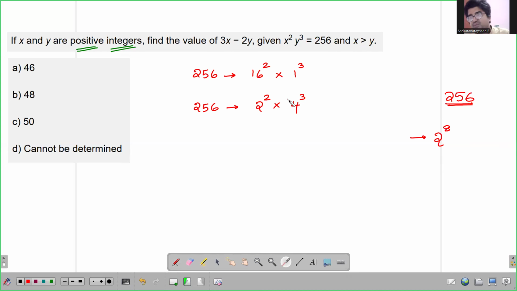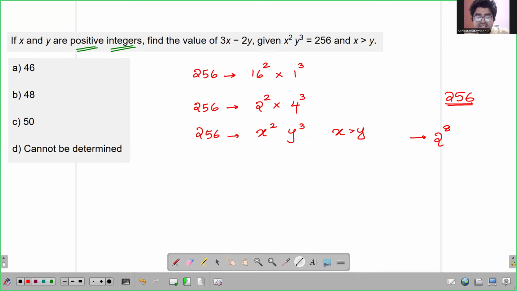In different forms. You can see that these are the two possible ways, because we are considering x square, y cube and all. Two possible ways you can express this product. Now, as we mentioned, 256, it is x square into y cube, but they have told you that x is greater than y.